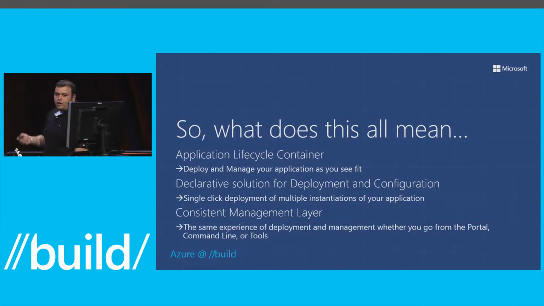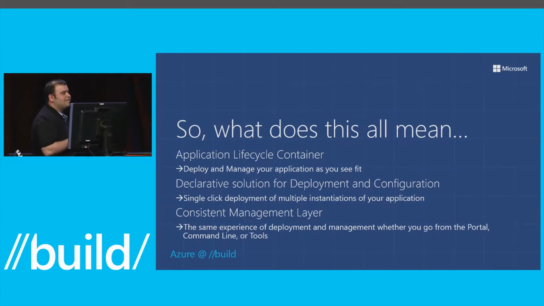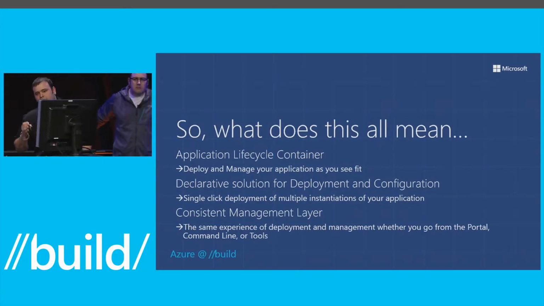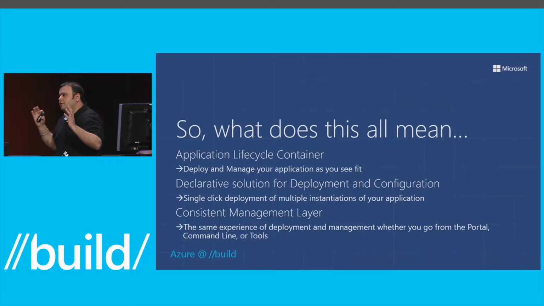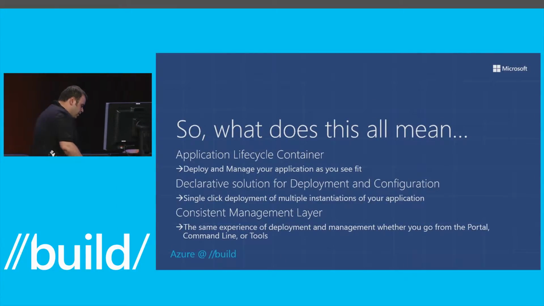So what is the implication of all that we've talked about right now? What you end up with is this application lifecycle container called the resource group, which ends up being your unit of management. It's a much more natural way for you to conceptualize and view your applications. You bring your application as you see fit into the platform, and you're able to view it just like that and manage it just like that.